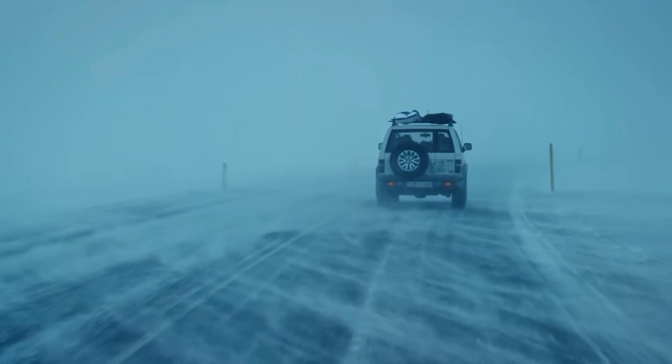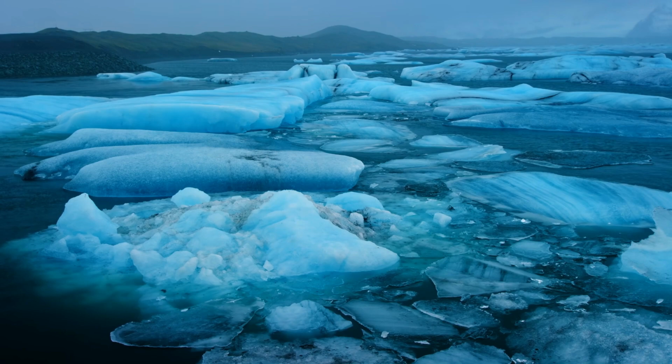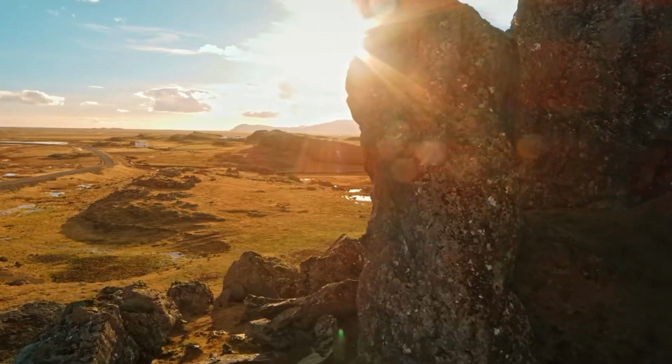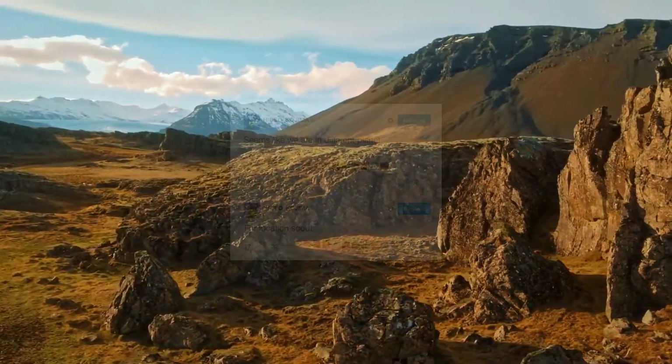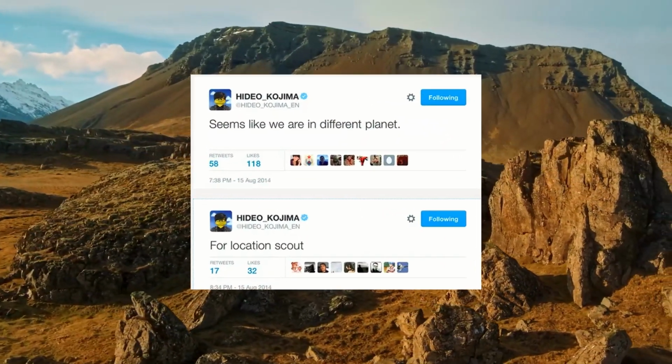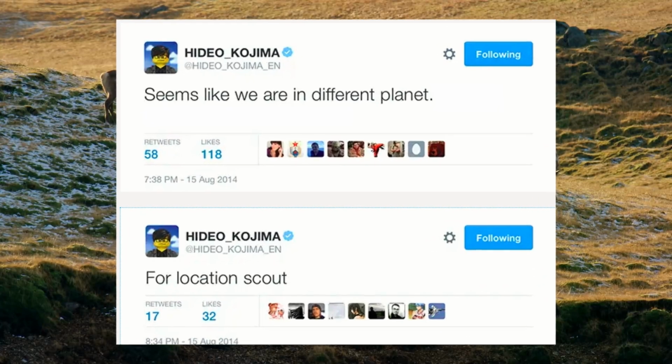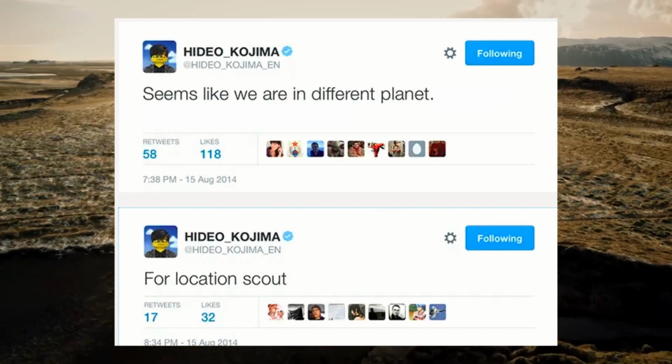All of these factors wouldn't really add up to much if Iceland, the place, wasn't what it was. As Mr. Hideo Kojima said when he was doing location scouting there 10 years ago, quote, "It seems like we are in a different planet." And that's the third secret ingredient right there.